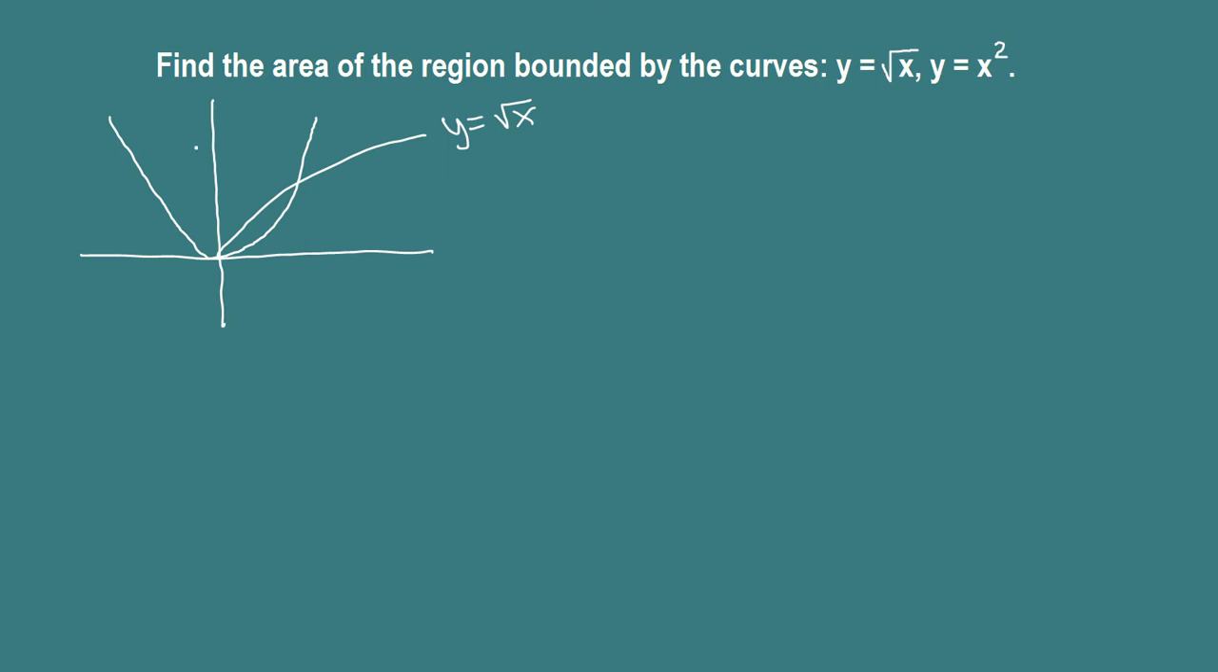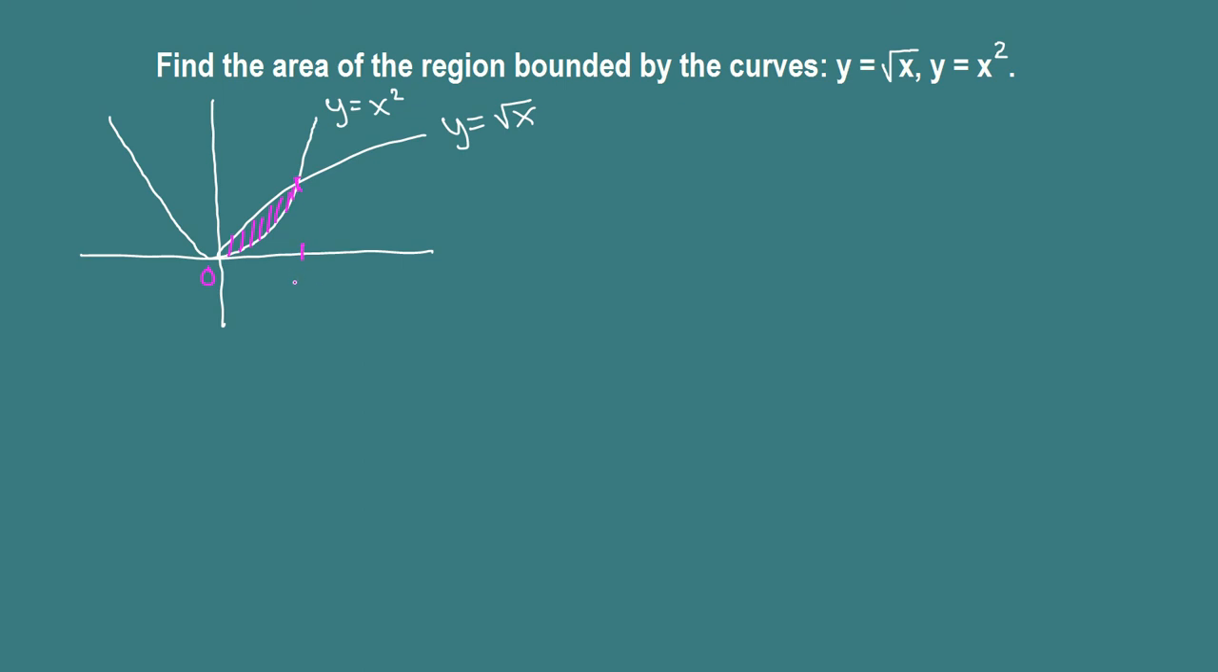This is not a pretty graph, but it doesn't matter. This is y equals x squared, and the area between these two curves is this area. So this area is just the definite integral of upper curve, that's square root of x, minus lower curve x squared, from this point of intersection to this. This is 0 obviously, and this one I don't know.